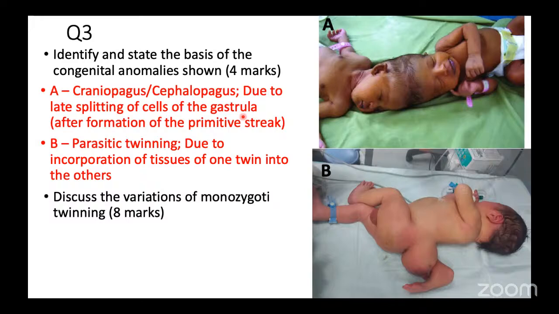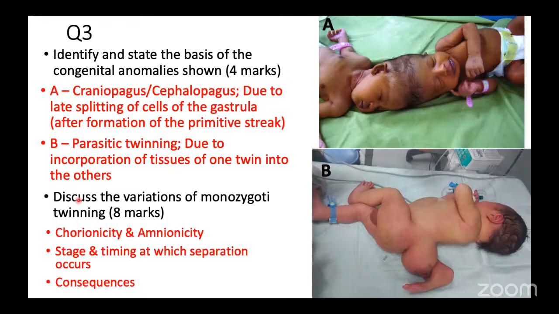All right. Then the second one is parasitic twinning. So you can see a part of another twin has been absorbed into the living twin. Okay. So in this case, it's up to you to decide who is the parasitic twin. In this case, it should be the one who survived, right? Yeah. Okay, so the incorporation of tissues of one twin into the other. Okay. Part B, discuss the variants of monozygotic twinning.